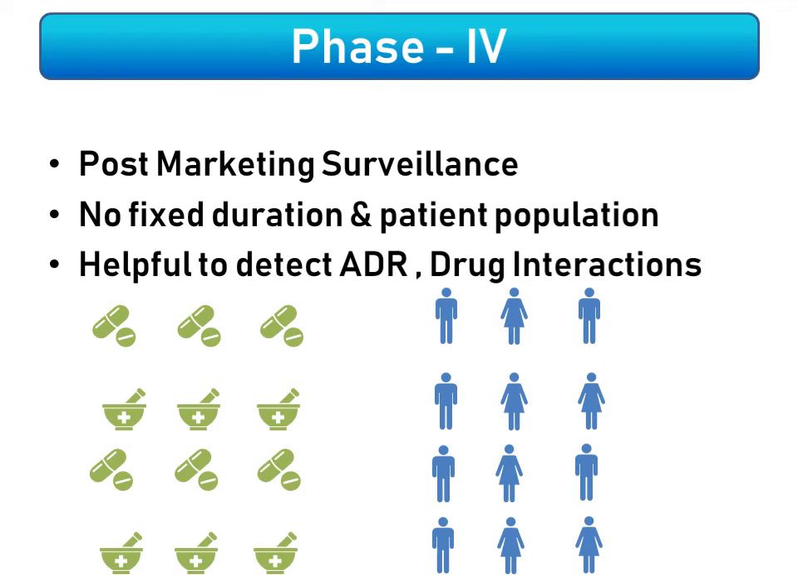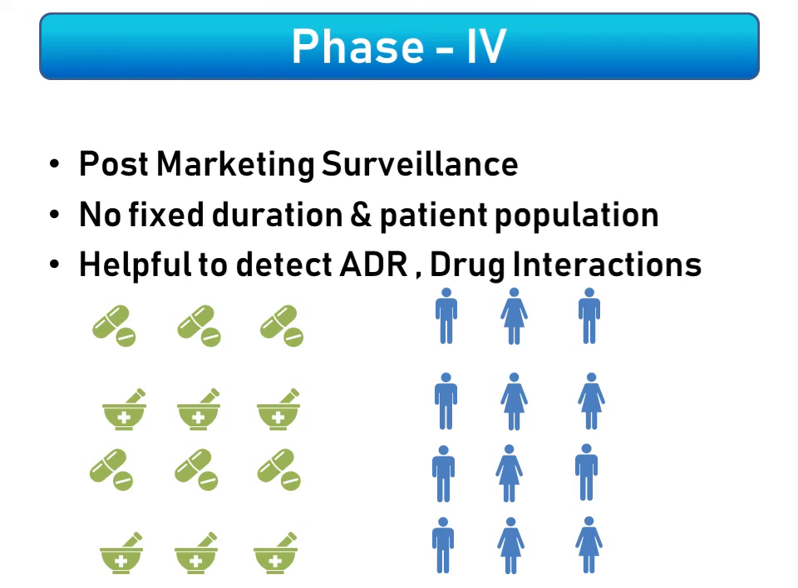Phase 4 is post marketing surveillance. Whenever our drug is approved by the FDA, then this post marketing surveillance is carried out. In this, mostly the pharmacists and physicians are involved. With the help of marketing representatives, the drug review has to be carried out. The time duration of this phase is unlimited. Along with that, adverse drug reactions and drug interactions are also identified with the help of this data.